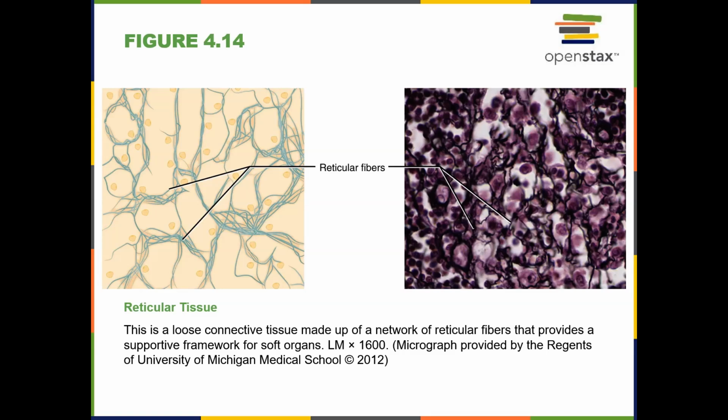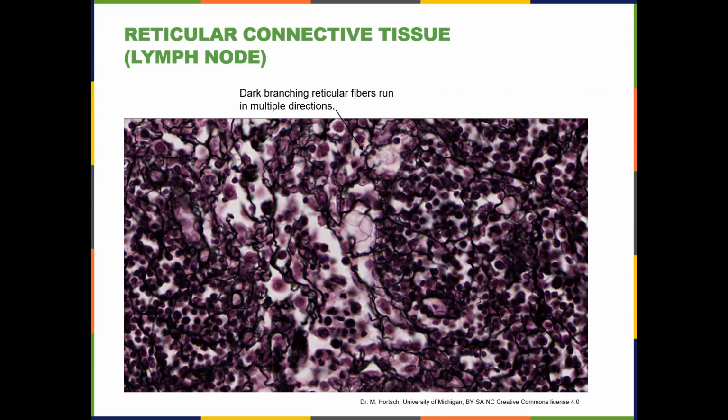Reticular connective tissue forms the soft supportive skeleton of organs like the liver, bone marrow, lymph nodes, and spleen. The distinguishing characteristic of reticular connective tissue is a large number of reticular fibers. Here's another image of reticular connective tissue, where you can see the branching reticular fibers that run in multiple directions.